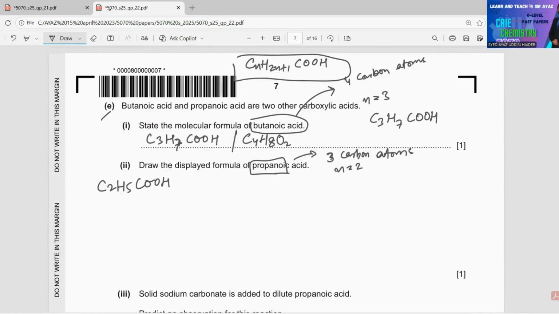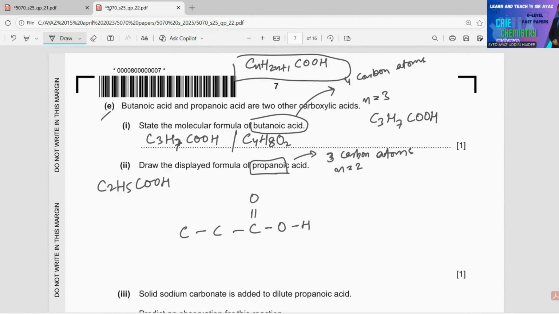You know, the carboxylic acids must have the functional group COOH. So we have 3 carbon atoms in total: 1, 2, 3. The third carbon atom must have the carboxyl group. I'm showing this carboxyl group: C double bond O, single bond O, O single bond H.